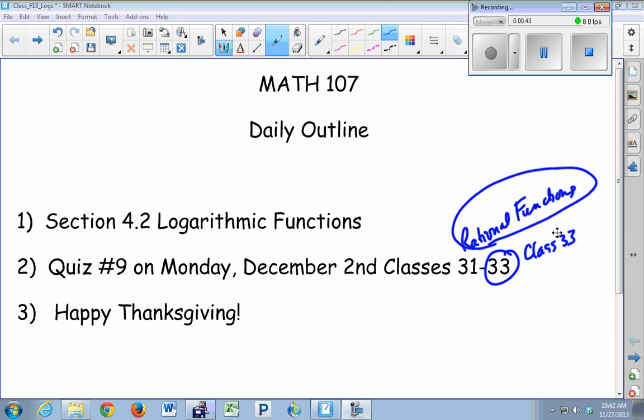Most of you have done all of the major work for rational functions already, so you shouldn't have to worry too much about it over the break. Just maybe Sunday night review it, or sometime Sunday, and you should be fine.